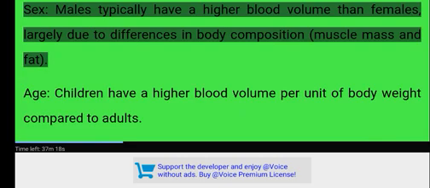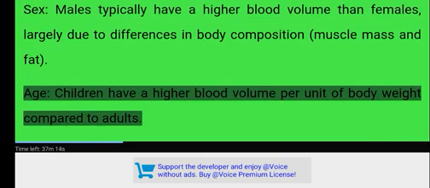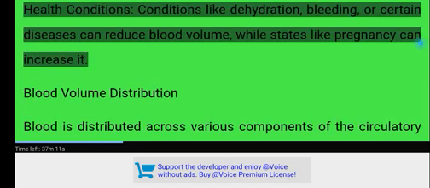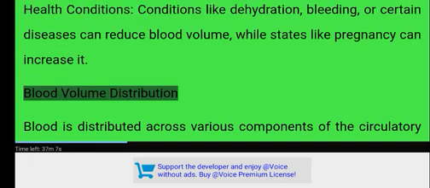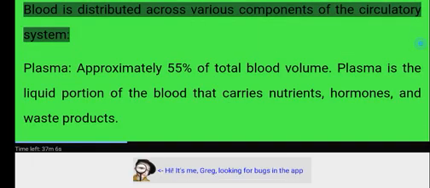Sex. Males typically have a higher blood volume than females, largely due to differences in body composition, muscle mass, and fat. Age. Children have a higher blood volume per unit of body weight compared to adults. Health conditions. Conditions like dehydration, bleeding, or certain diseases can reduce blood volume, while states like pregnancy can increase it. Blood volume distribution. Blood is distributed across various components of the circulatory system.